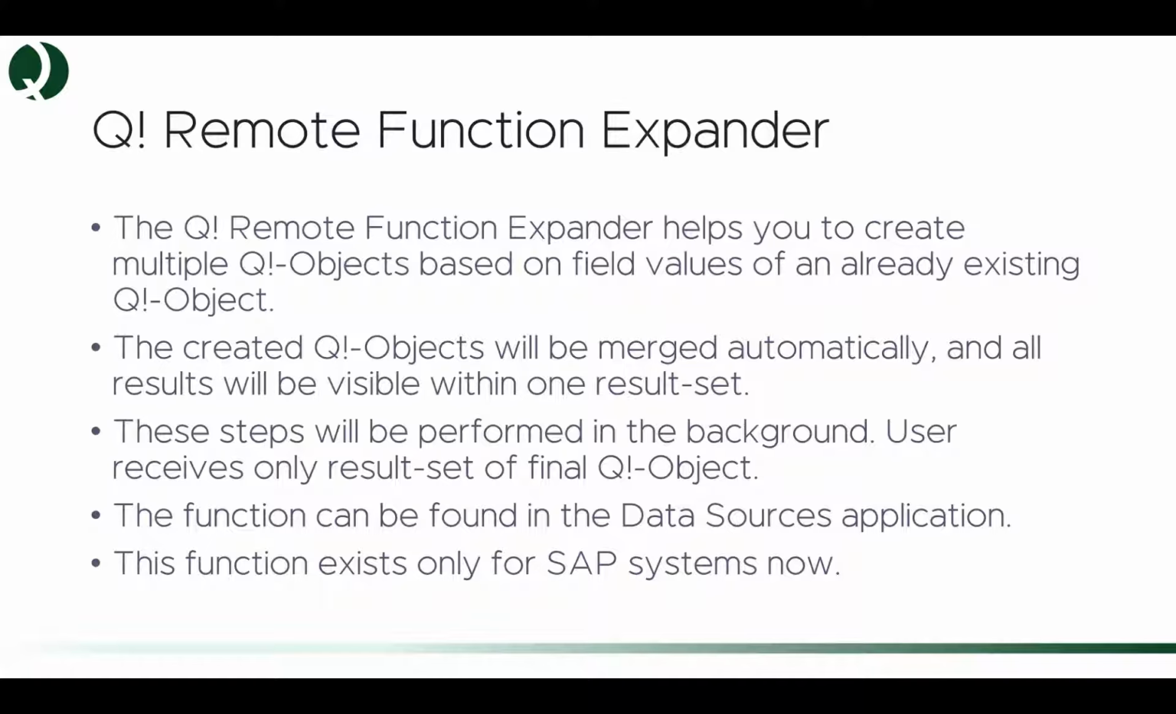The Q-remote function expander is a function embedded within the data sources application and helps users to automate certain steps for a specific scenario. Multiple Q objects will be created based on field values of an already existing Q object. These new Q objects have all the same semantic structure and can therefore be merged automatically. As a result, you will get one Q object that contains all merged Q objects. The creation of all Q objects and the merge will be handled in the background, not visible for the user. Please note, the function is only available for SAP systems now.